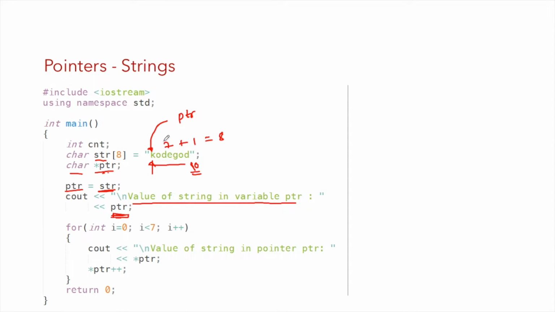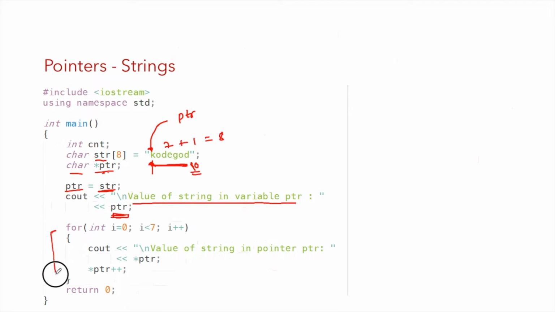Because it is pointing to this particular location, it will start printing Kodegod till the compiler reaches \0. Once \0 is reached, for the compiler it is the end of the string, so it will stop printing there, but it will print Kodegod completely.